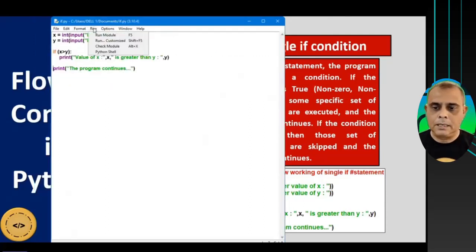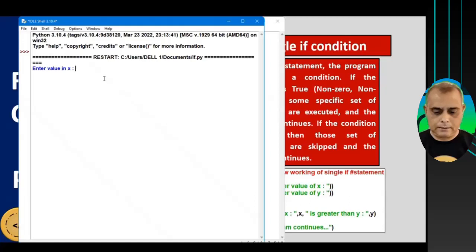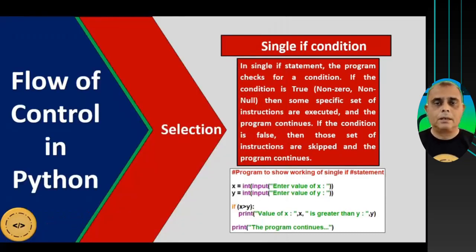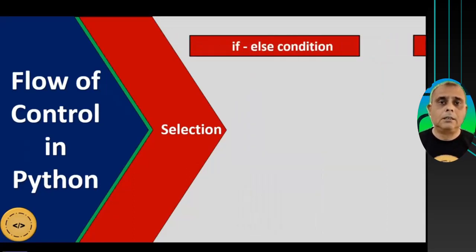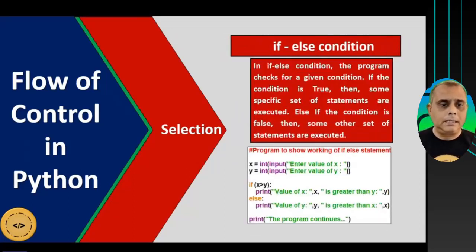Let me run this program again. What if the value of x is lesser than the value of y? Now here in this case, our program is not handling this situation. So in our next category of selection statements, we are going to handle this situation where the condition becomes false. So the next selection statement is the if else condition.